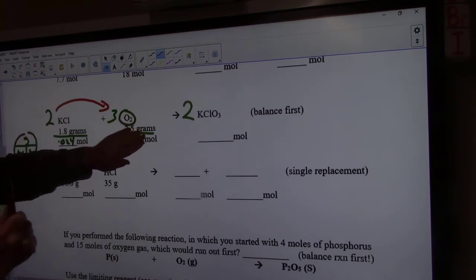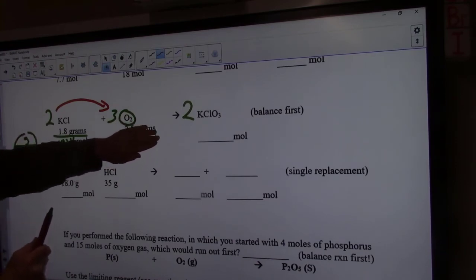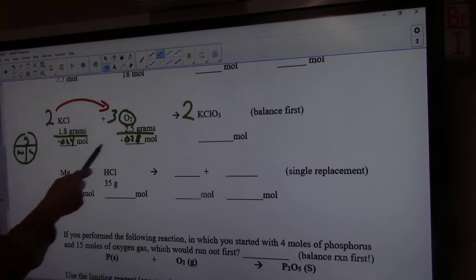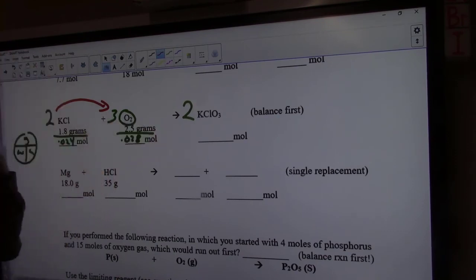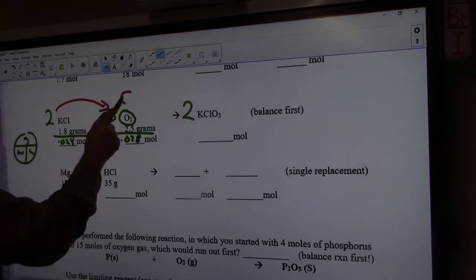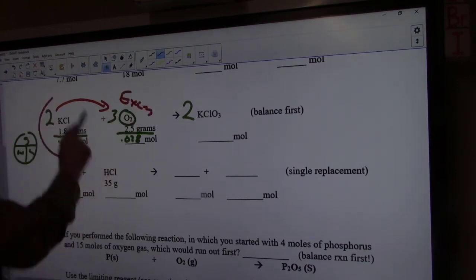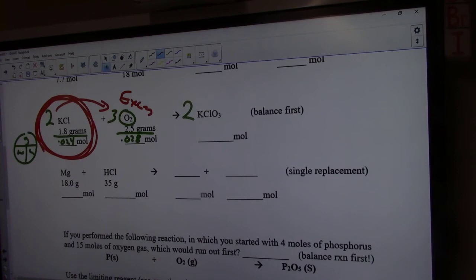All right, come on, 0.036. I need it. Do I have it? Ooh, I have 0.078. Way more than I needed. This is the excess. So this is the cool one, the limiting reagent. When this is gone, reaction stops.